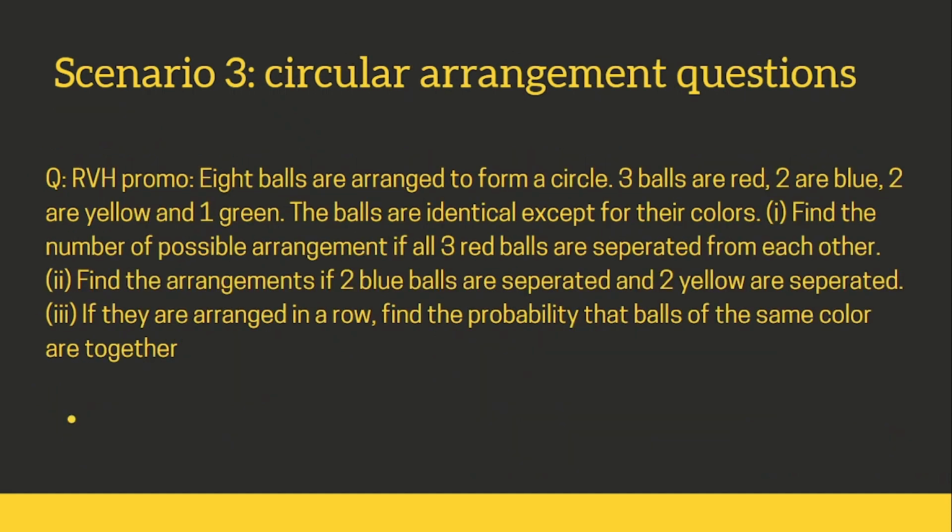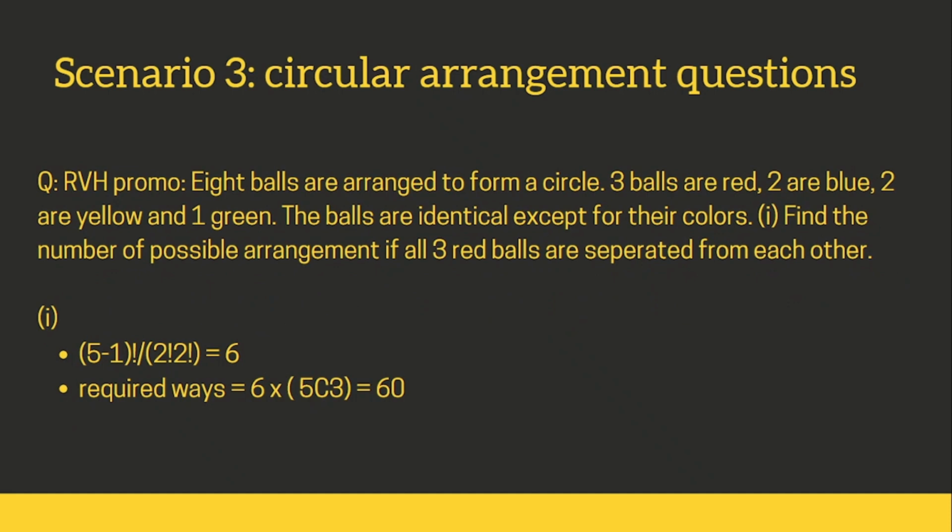Then now to circular arrangement questions. So 8 balls are arranged to form a circle. 3 balls are red, 2 balls are blue, 2 are yellow, and 1 green. The balls are identical except for their colors. Part 1. Find the number of possible arrangements if all 3 red balls are separated from each other. Part 2. Find the number of arrangements if 2 blue balls are separated and 2 yellow are separated. And then part 3. If they are arranged in a row, find the probability that balls of the same color are together.